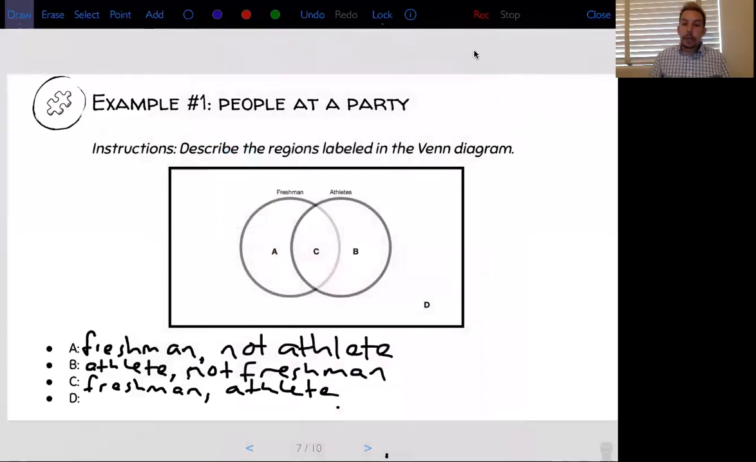Lastly, if you're in region D, you're not in the freshman circle, you're not in the athlete circle. And so the description should have not freshman, not athlete.